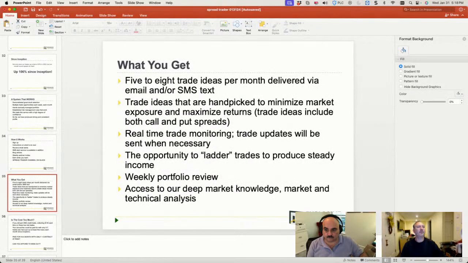So what you get, about 5. Well, he averages about 5 to 8 trades a month, give or take. Trade ideas are handpicked to minimize the market exposure. We'll use puts, we'll use calls, selling put spreads, selling call spreads, buying put spreads. You have an opportunity to ladder trades. Sam has done this a few times. It's a brilliant strategy. Access to our deep market knowledge and technical analysis.